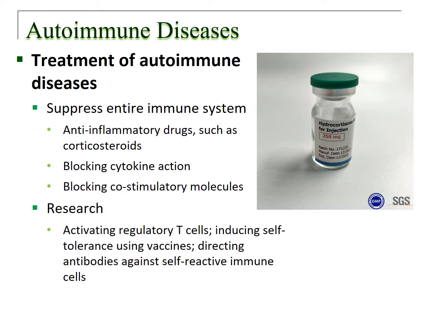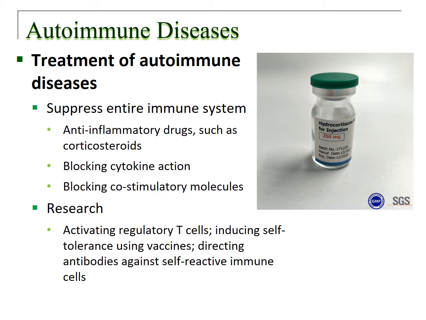So how do you treat autoimmune diseases? You can suppress the entire immune system. So if you dampen down the activity of the entire immune system, then you also dampen down the attacks on self-tissues. And so there's a picture here of hydrocortisone, which is the most common corticosteroid or anti-inflammatory drug that's used.